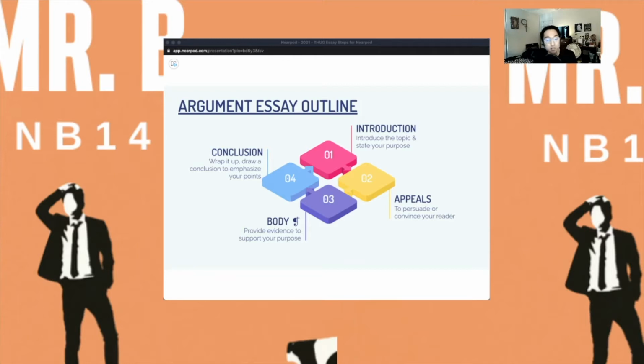After that, you're going to get into your body paragraphs, which is like the heart of the essay, which is what we've been really working on with your literary analysis organizers. This is where you're going to provide evidence to support your purpose or the essay prompt that you chose. And then lastly, there's going to be the conclusion, where you wrap it all up, draw a conclusion to emphasize the points that you just made from your body paragraph.